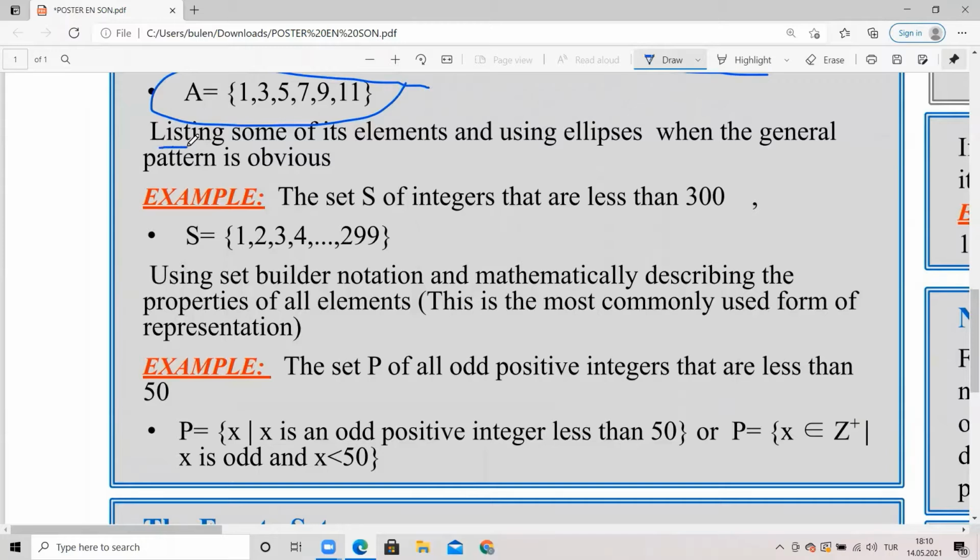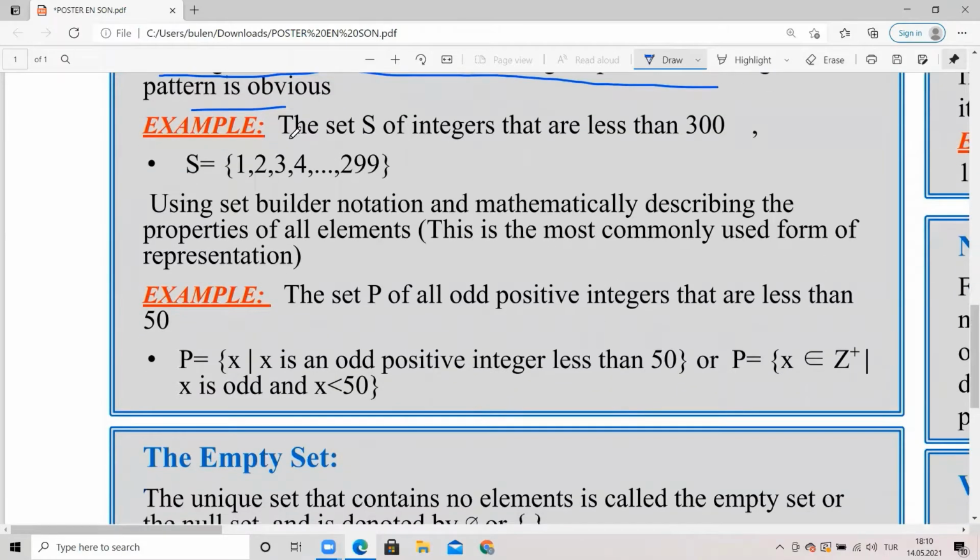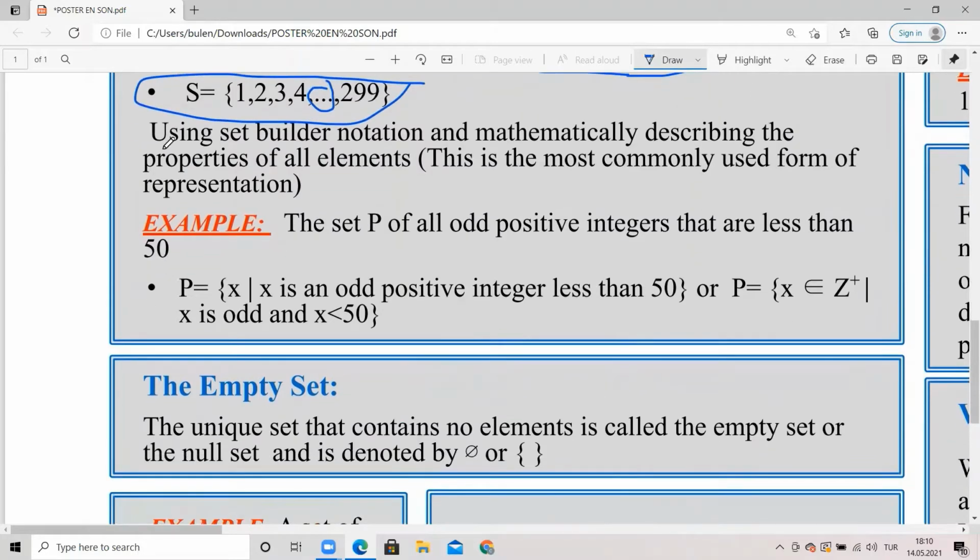The second way to represent is to list some of the elements and use ellipses when the general pattern has become obvious. Now, for an example of this, we may look at this, which asks for integers that are less than 300. As you can see, we've written some of the integers, and then when the pattern became obvious, we put ellipses. And the third and most popular way to represent sets is to use set builder notation.